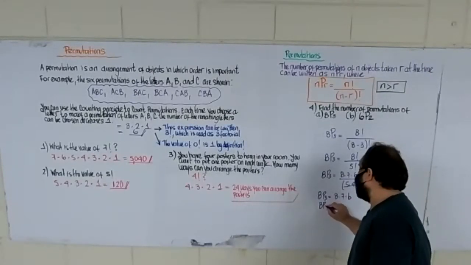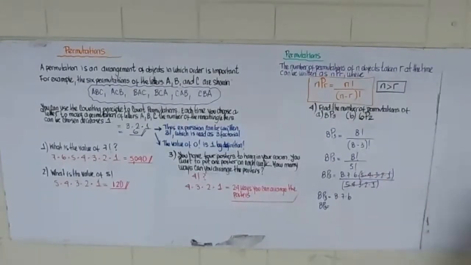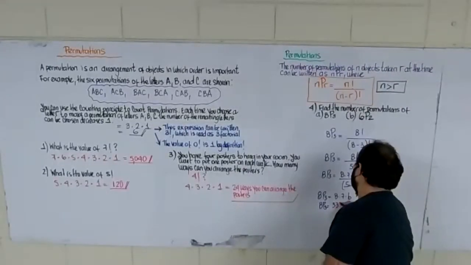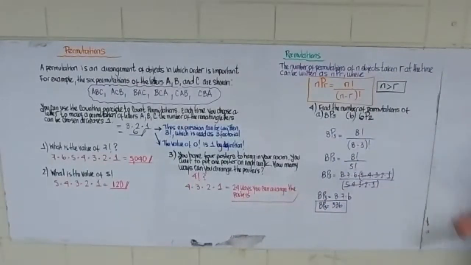So the answer will be, we can cancel. Every time, the same as in a division, you can cancel the same numbers, okay? And the answer, 8 times 7 times 6, will be 336, right? 336. And that's it. Not a complicated thing.